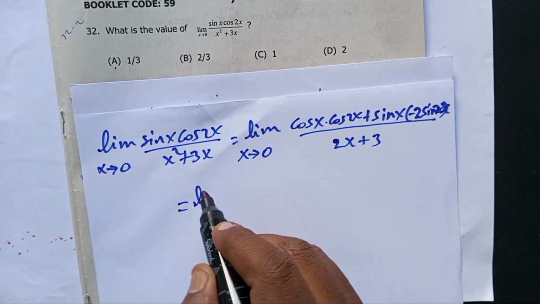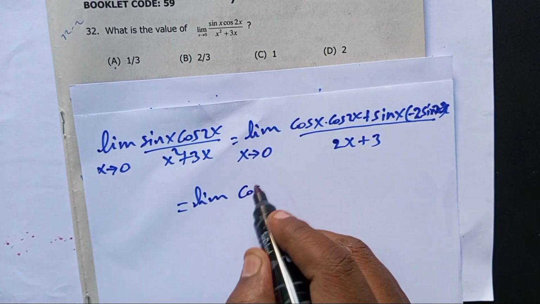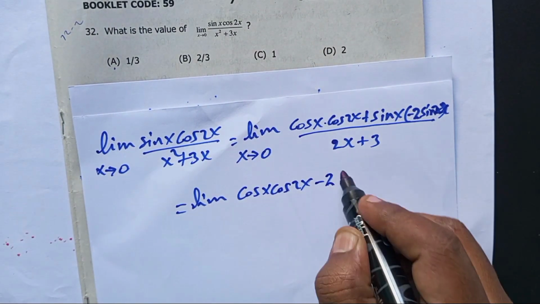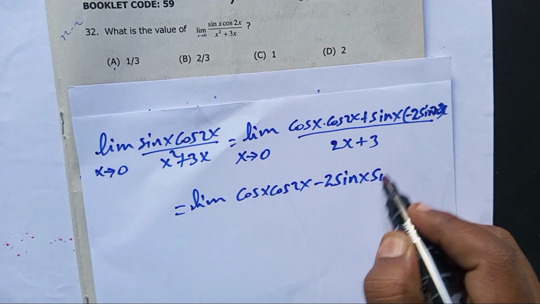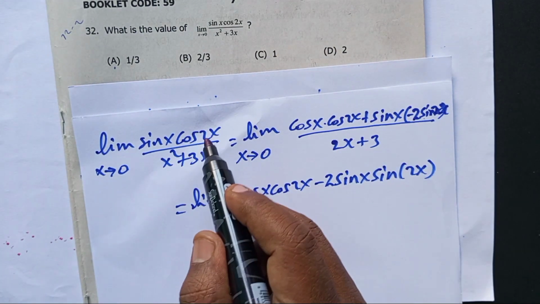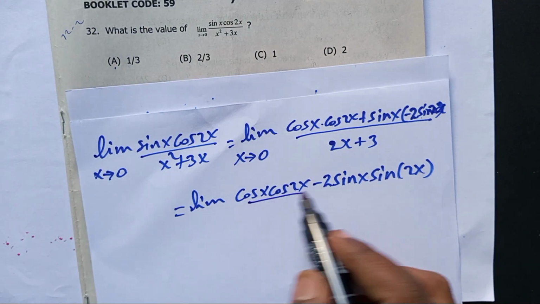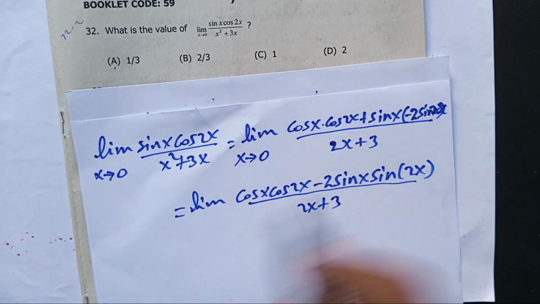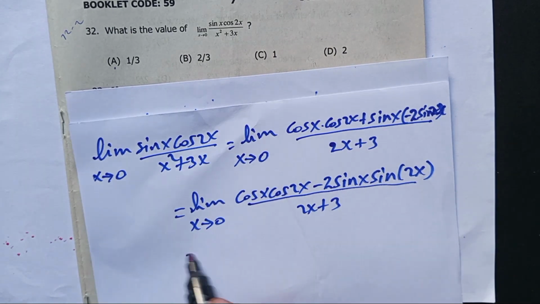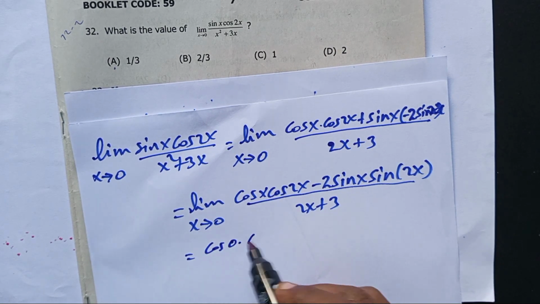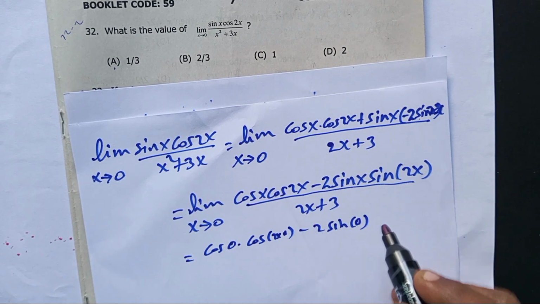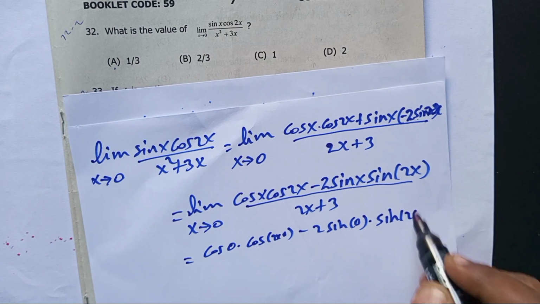Let us simplify the derivatives and substitute the value. Here you have cos x cos 2x, and here takes the product minus 2 sin x sin 2x. Here minus 2 sin 2x is the derivative of cos 2x using the chain rule. So over here we have 2x plus 3 as x approaches 0. Here we can easily substitute 0. So substitute 0 in sin x. We have cos 0 times cos 2 times 0 minus 2 sin 0 times sin 2 times 0.